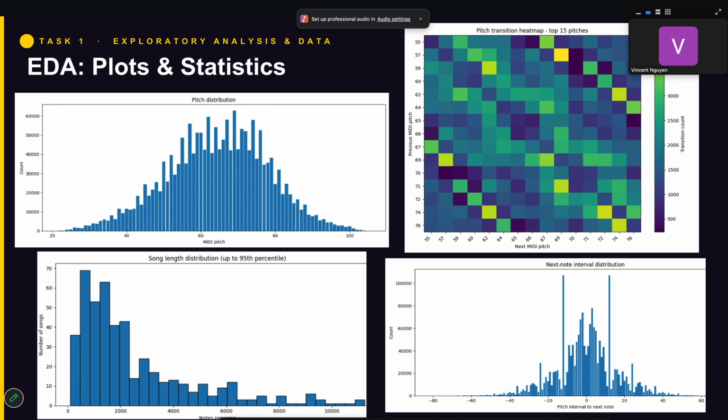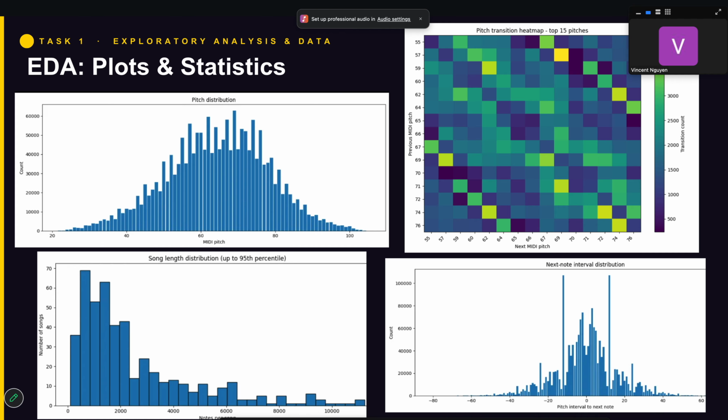For exploratory data analysis, the first graph we have is the pitch distribution. We can see that most of the notes are concentrated around the middle of the piano register. This matches classical piano music, where melodies and harmonies are often centered around the playable middle range. An important thing to know is that since high and low notes appear pretty rarely, the model has less training data for those pitches.